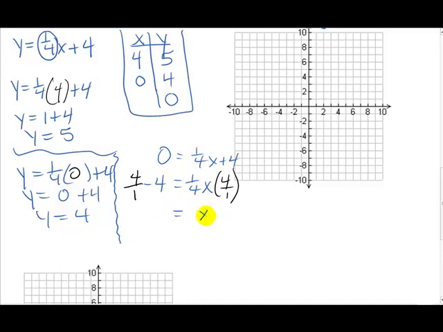And this gives me an x, and we're multiplying. So negative 16. No, what have I done? Yes. That's going to be it. Okay.